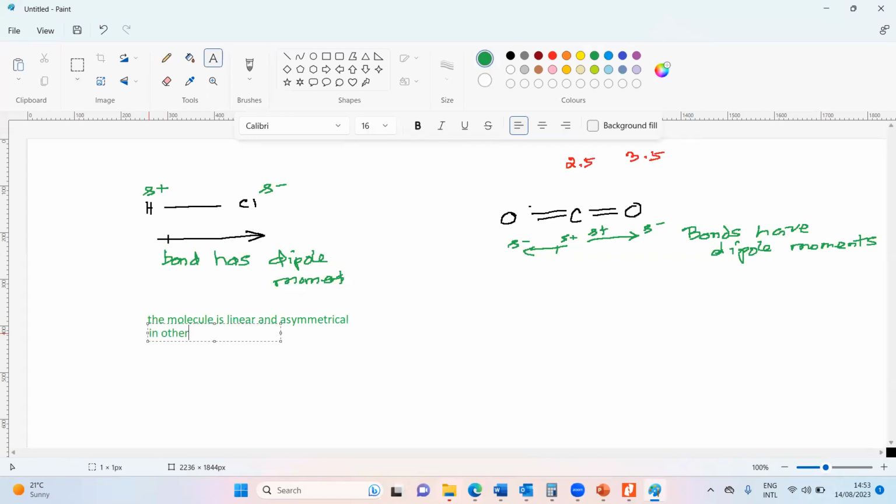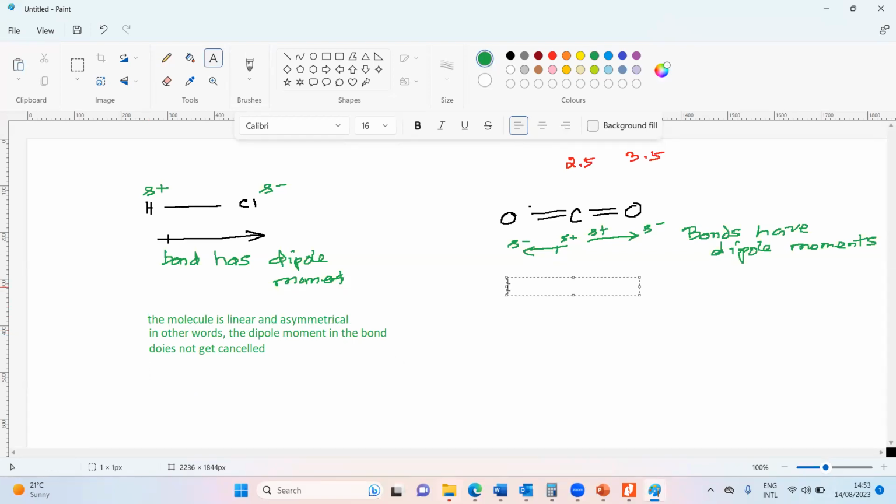In other words, the dipole moment in the bond does not get cancelled. Remember, if the dipole moment in the bond does not get cancelled, that molecule is called asymmetrical.